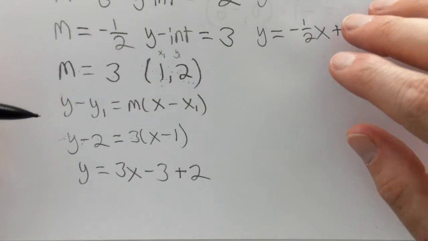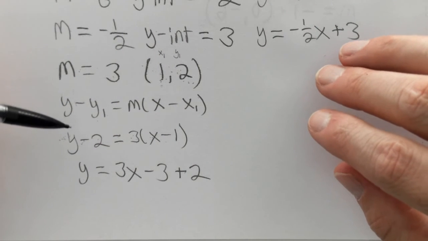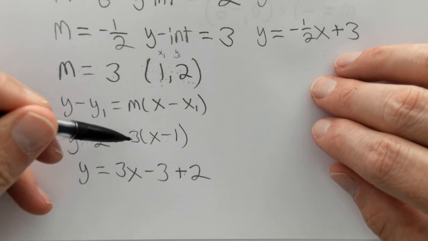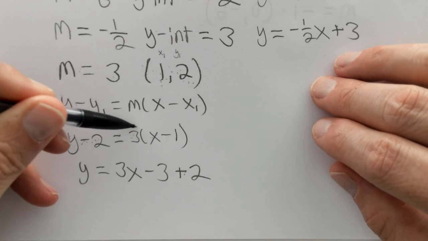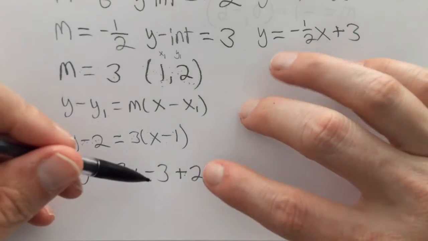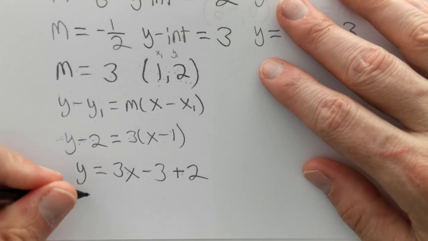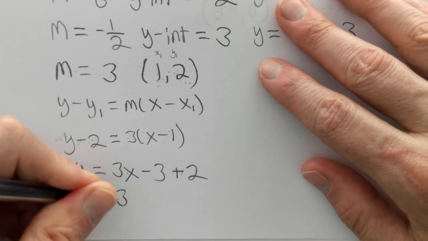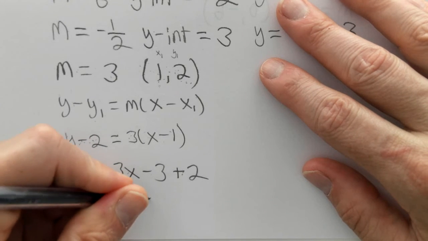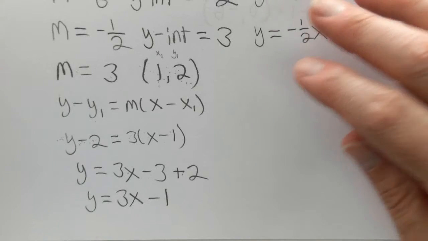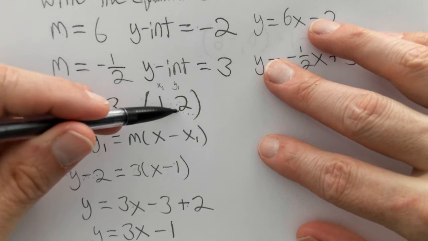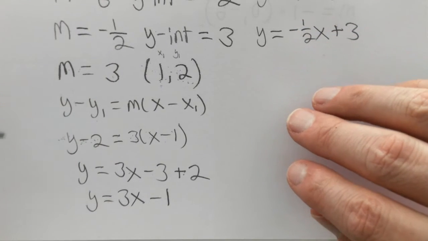All right, so let me stop right there and make sure everybody is with me with what we've done. We've moved the negative 2 over and changed it to positive 2, and we've distributed the 3. 3 times x, 3x, 3 times negative 1, negative 3. One more step, I just need to put the 3 and the 2 together, and I'll have the answer. It's going to be y equals 3x, and negative 3 plus 2 is negative 1. All right, so the equation of the line with a slope of 3 through the point 1, 2 is y equals 3x minus 1.